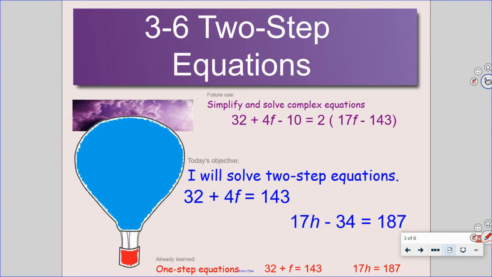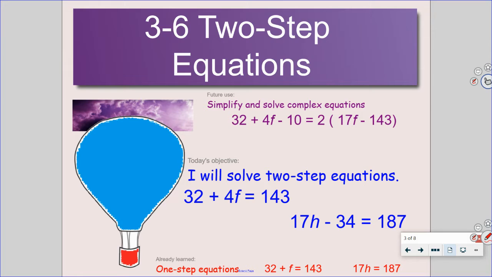So today we've been working on one-step equations for quite some time now. 32 plus f equals 143. Okay, what if we have 32 plus 4f's equals 143? Instead of 17 envelopes equals 187, what if we have 17 envelopes and then Mr. Cowan took away $34 and in the end we have 187?